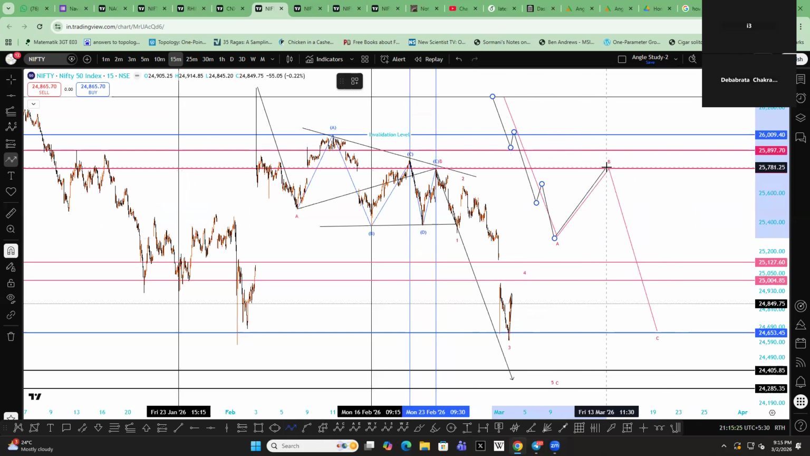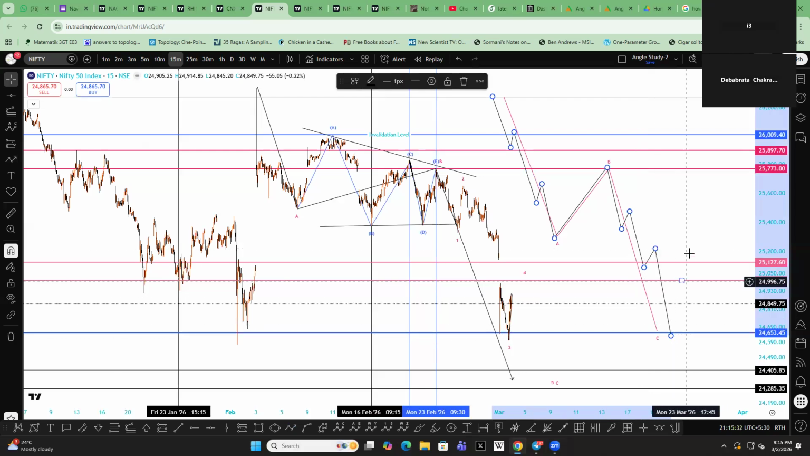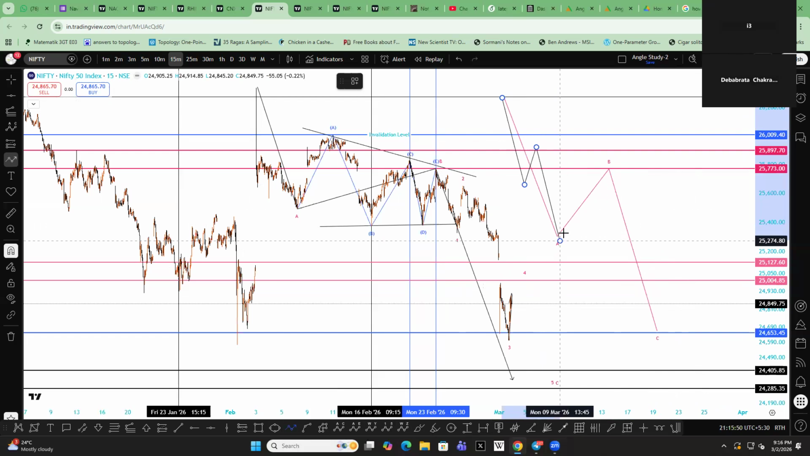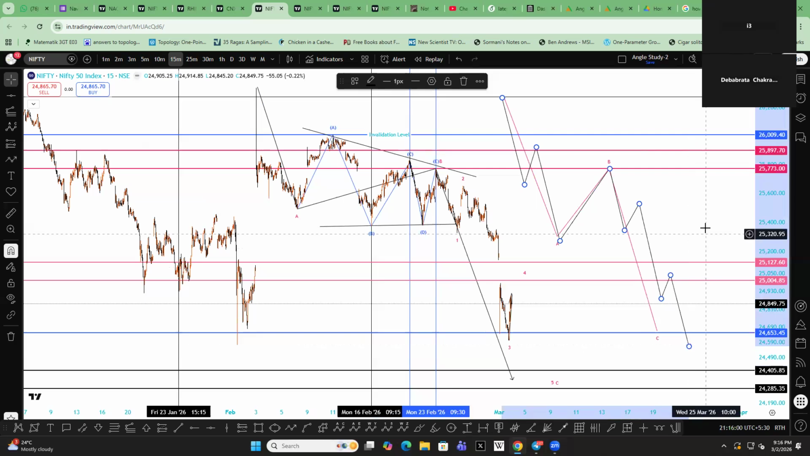Then this B wave comes, and then another 1, 2, 3, 4, 5 to complete C. So this is the basic structure, the first structure of wave A. Wave A can be of 5 waves, or wave A can be of 3 waves, of this form: A, B, C to complete wave A, then a B wave pullback will happen, and then another 5 wave, that is 1, 2, 3, 4, 5 to complete wave C.